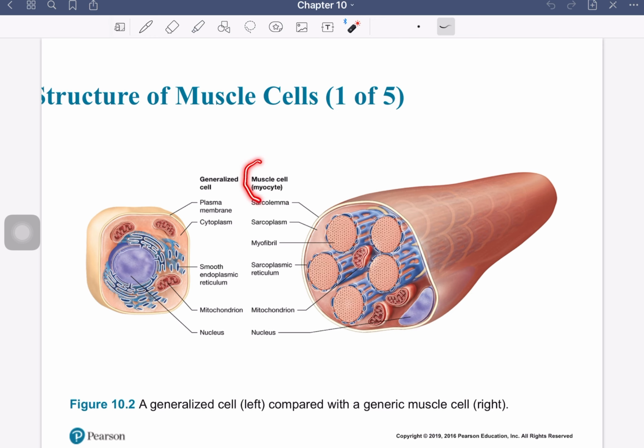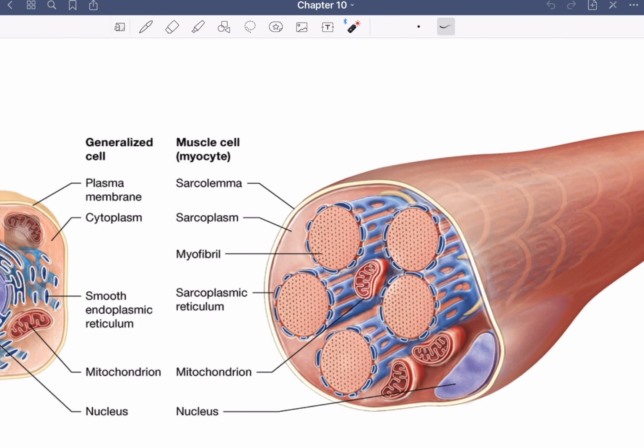So when we're looking at a muscle cell, also known as a myocyte, we're going to see that, instead of calling it the plasma membrane, we're going to call it the sarcolemma, because this could also be called the plasma lemma, the outside membrane. So you're going to see the prefix sarco show up quite a bit. It shows up everywhere. So that gives you a hint you're looking at a muscle cell. So we have the sarcolemma, which is the outer membrane. Inside, we have cytoplasm, and we're going to call it the sarcoplasm. So that's the sarcoplasm within there.